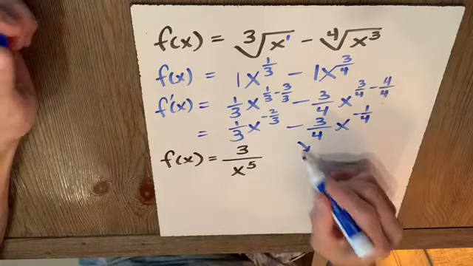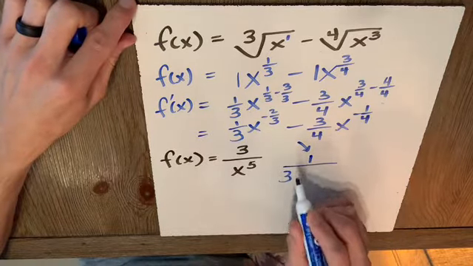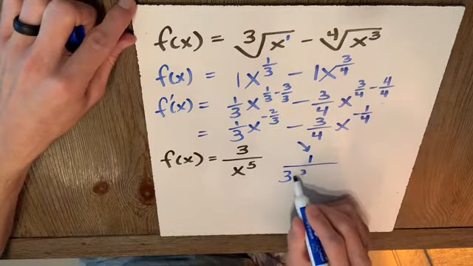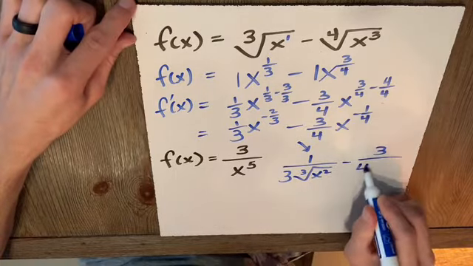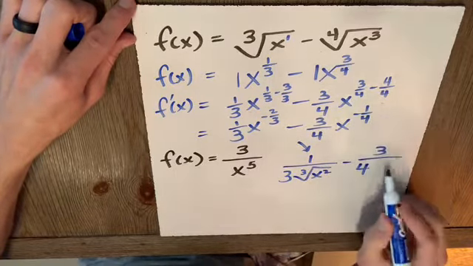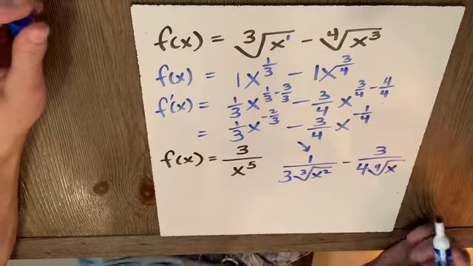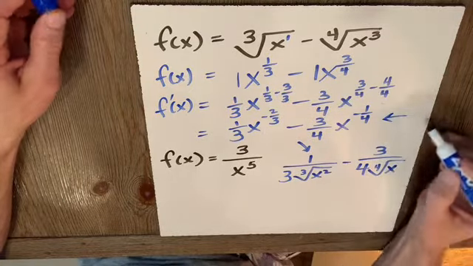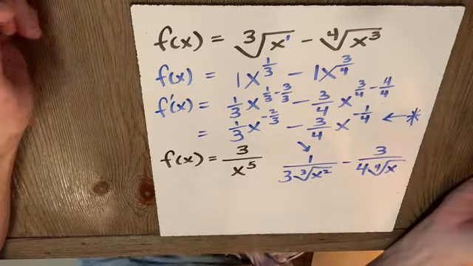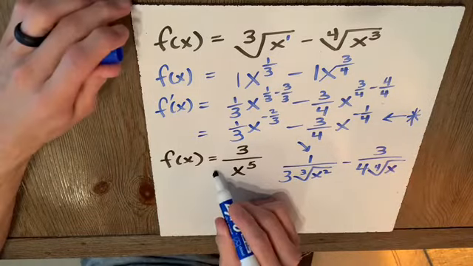Now, if you wanted to go above and beyond, you could say that this is 1 over 3. Now, x to the 2/3 would be the third root of x squared, minus 3 over 4, and this is the fourth root of x. And then, of course, you could rationalize those. But if you're asked to find the second derivative, maybe this form, well, certainly this form with the fractional exponents is more compatible or more to our liking.